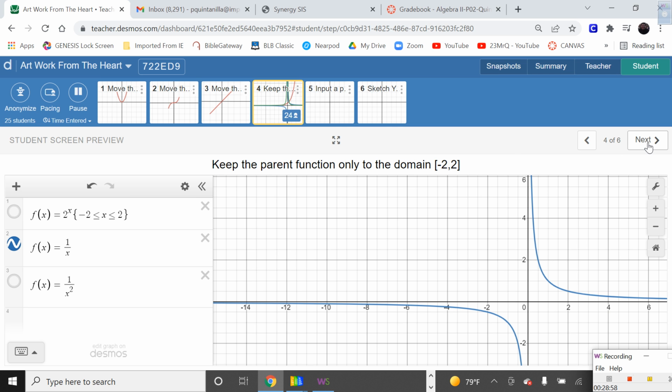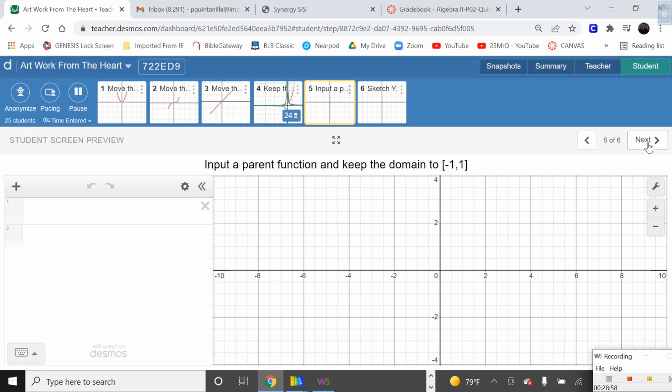All right, for the sake of time, go to the last screen, and it says, sketch your artwork that you did on paper using functions now in here. Start with one piece at a time. So look at your artwork. See if you can translate that using different functions. All right?